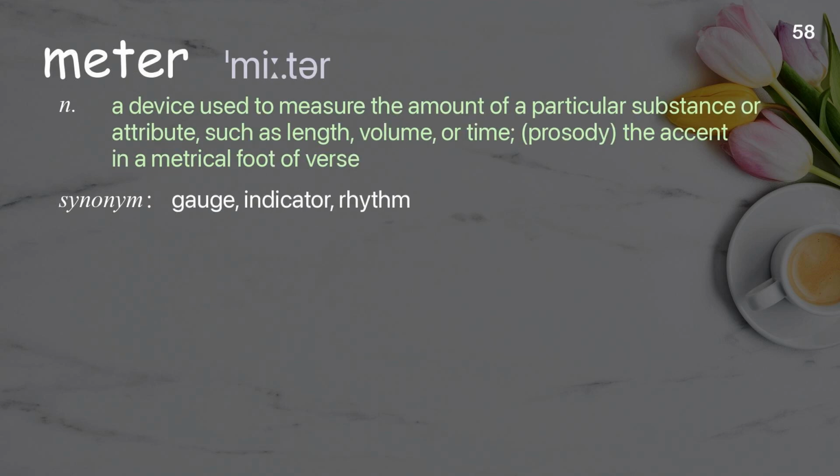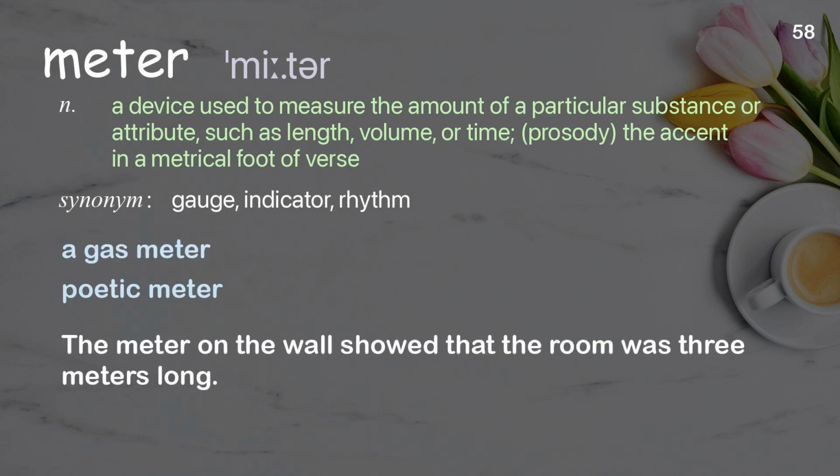Meter: a device used to measure the amount of a particular substance or attribute, such as length, volume, or time; prosody, the accent in a metrical foot of verse. Examples: a gas meter, poetic meter. The meter on the wall showed that the room was 3 meters long.